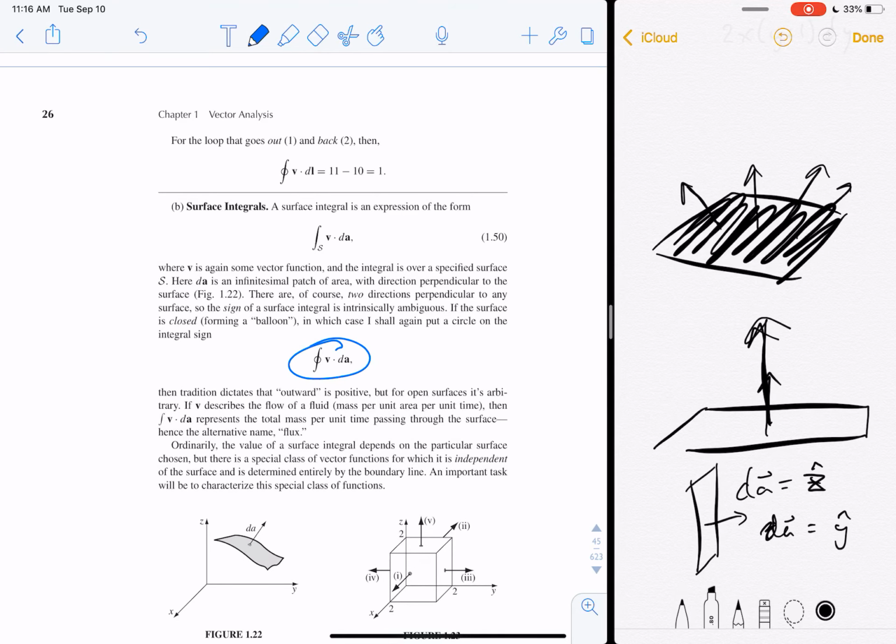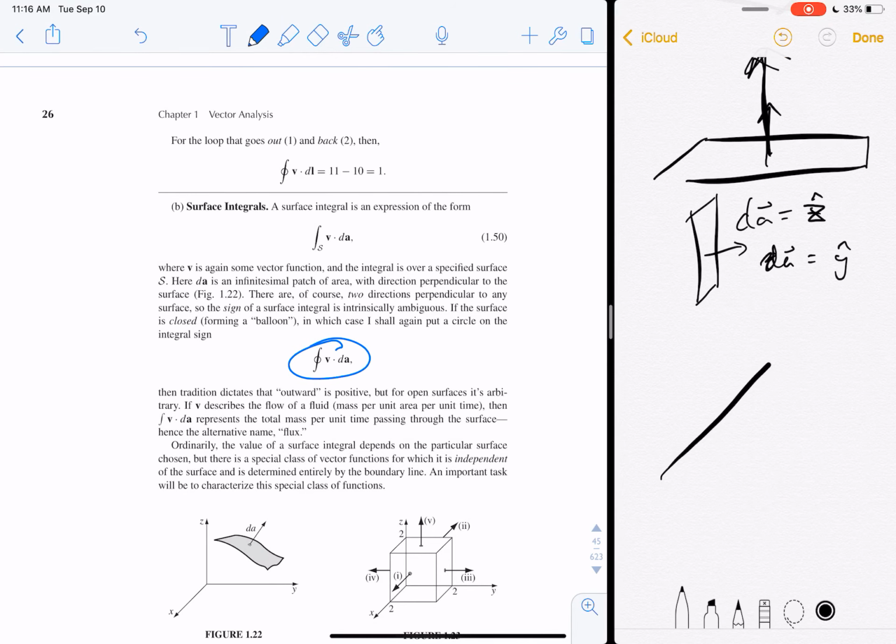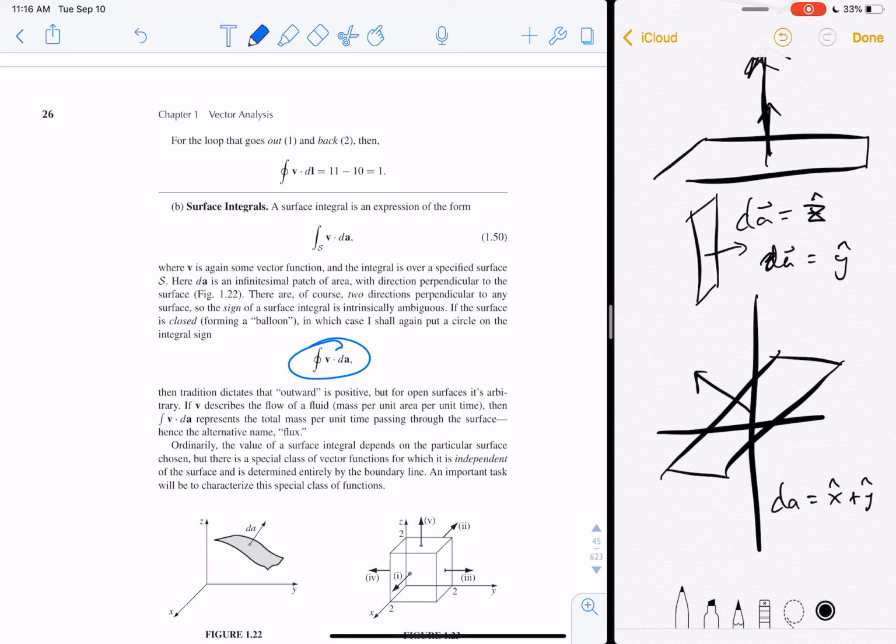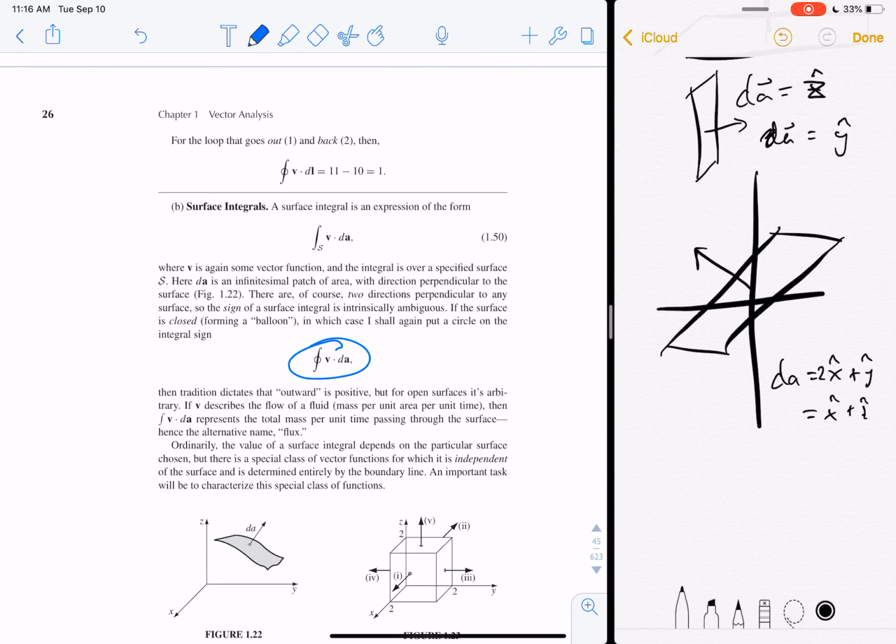If your surface is like this, and it's got a little bit of a component in the x and the z, or the y and the z, then your dA is going to be some amount of x hat plus y hat, or it could be x hat plus z hat, or whatever. Or if it's at some weird angle, it might be 2x hat plus y hat. So your dA is usually straight up or down, or you can force it to be straight up or down, so then it's just in the z hat direction.